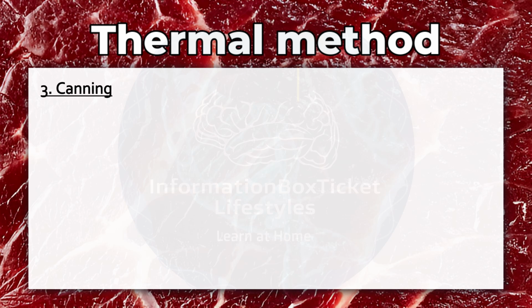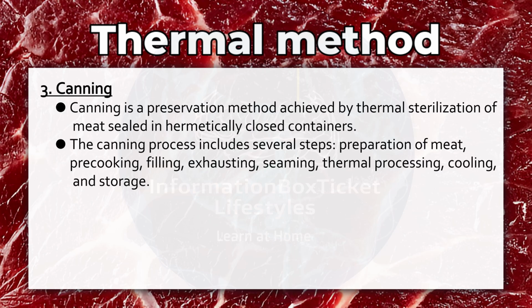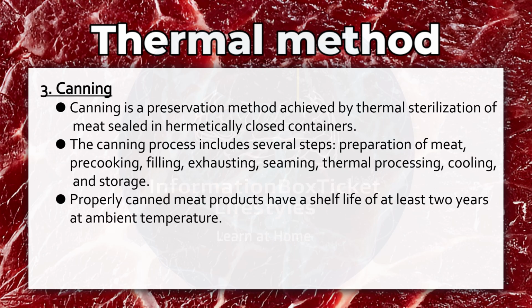Third, canning. Canning is a preservation method achieved by thermal sterilization of meat sealed in hermetically closed containers. The canning process includes several steps: preparation of meat, pre-cooking, filling, exhausting, seaming, thermal processing, cooling, and storage. Properly canned meat products have a shelf life of at least 2 years at ambient temperature.